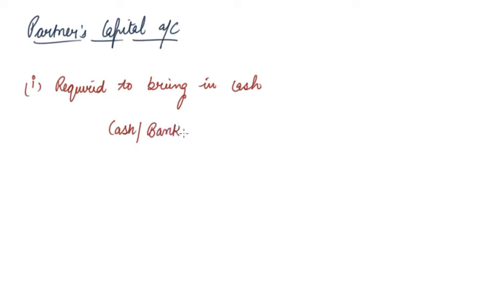Number one, when a partner is required to bring in cash to clear off his debit balance. So in that case, if there is a debit balance arising in the partner's capital account, he has to bring in the cash. So cash is coming into the firm, so cash or bank account debit to partner's capital account.